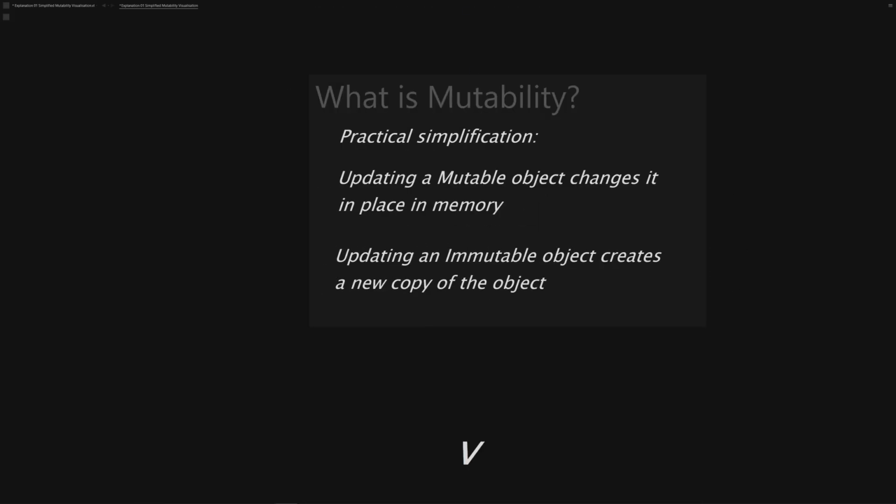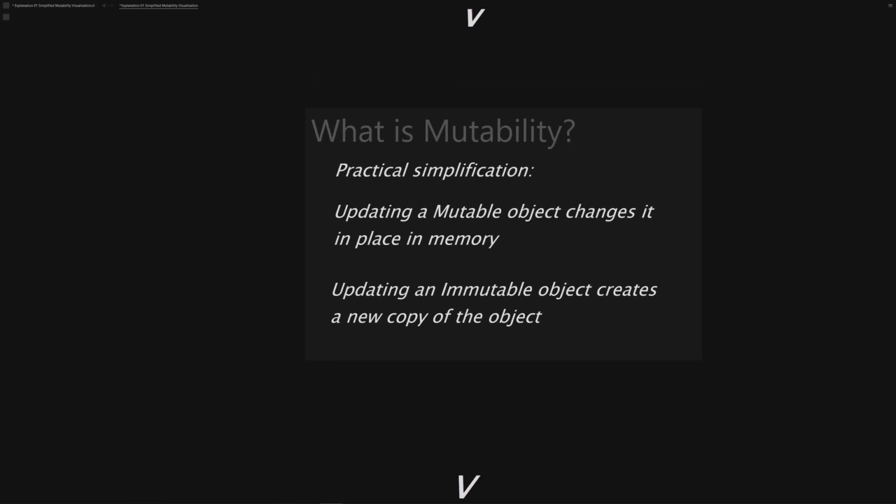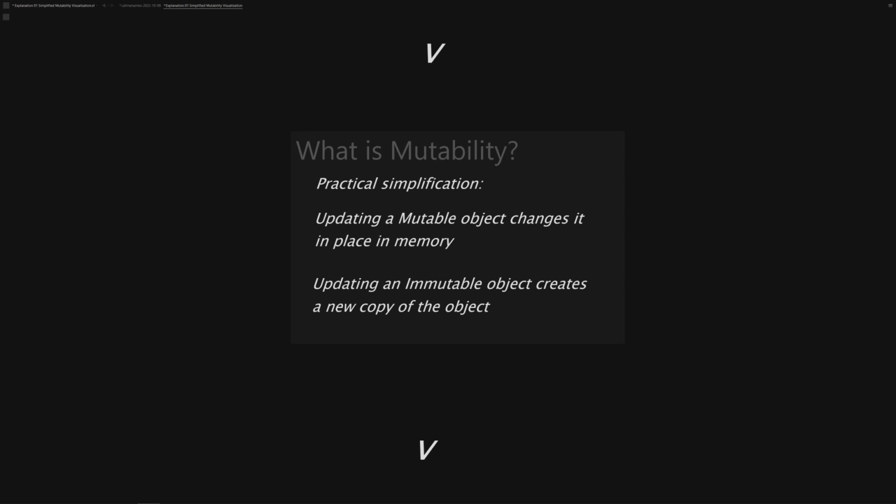A practical simplification would be to say that when a mutable object is updated, the same blocks of memory are changed. Updating an immutable object means under the hood a new copy of the object is created. I'm simplifying this to make it about the memory footprint. Really, mutability is an abstraction at the language level, and more things than this go on in memory. But for me personally, thinking about mutability in the memory context makes it more concrete.